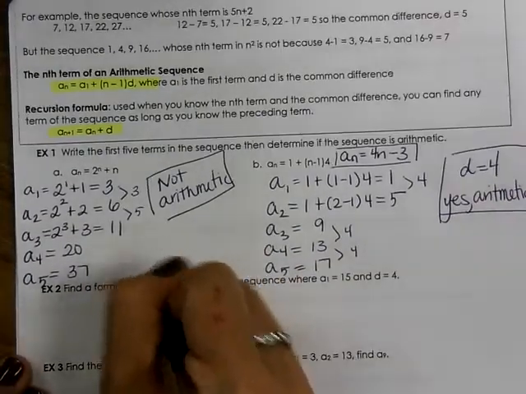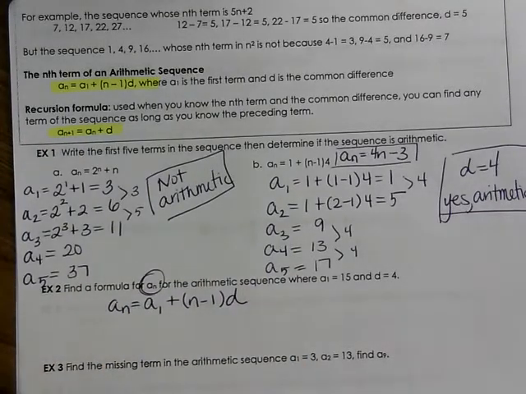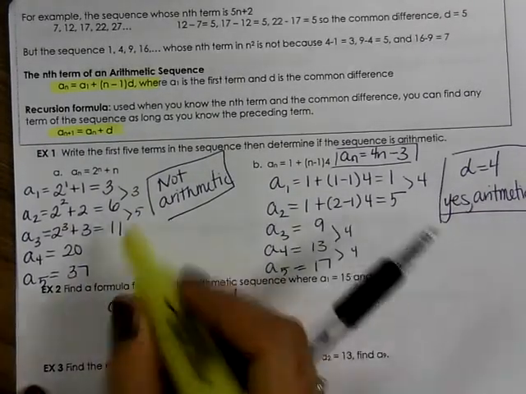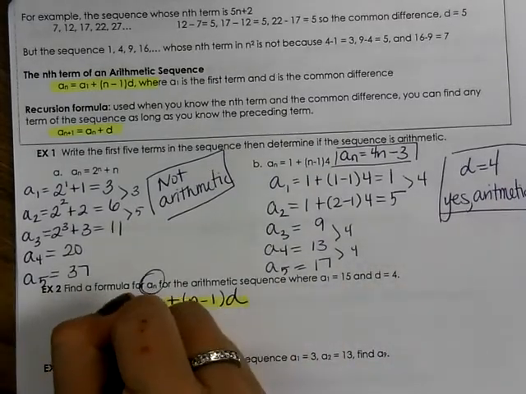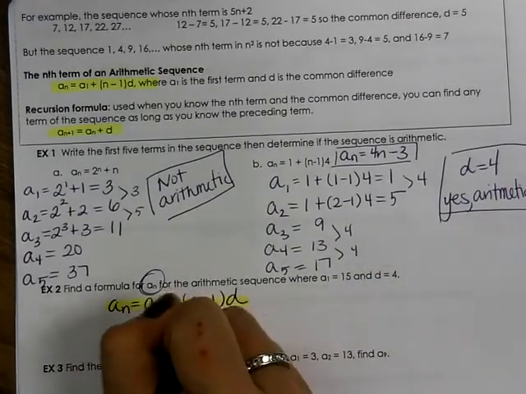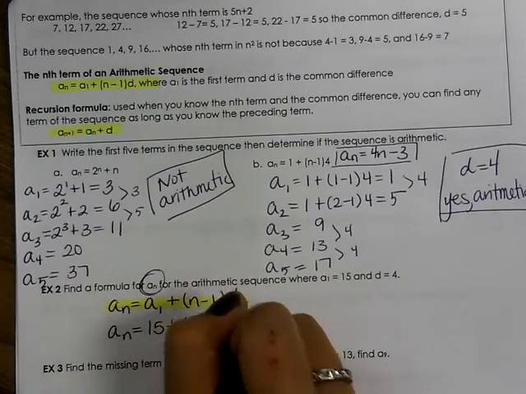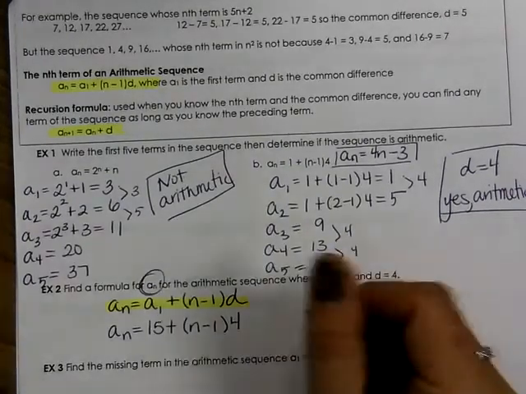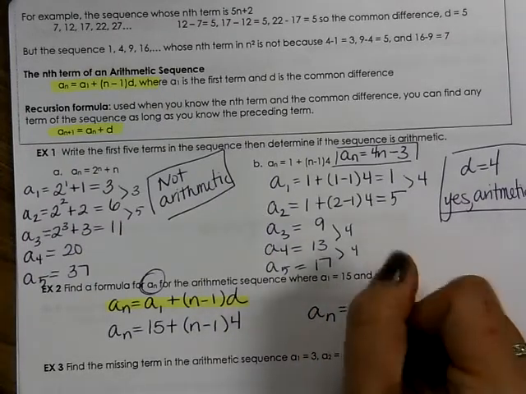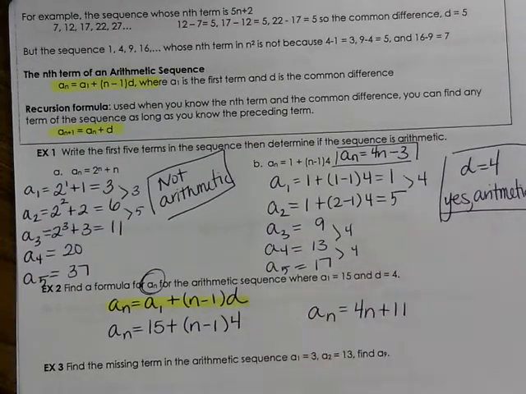All they want is the formula for A sub n. This is how you find it. In order to find it, you have to have the first term and the common difference, which we've been given. So this is why you need to memorize that formula, okay? So now we're going to plug it in. A sub n equals the first term, which was 15, plus the quantity n minus 1 times the common difference of 4. I do want you to simplify it so that we can see it in its linear form a little bit more clearly. So A sub n equals what? 4n plus 11.